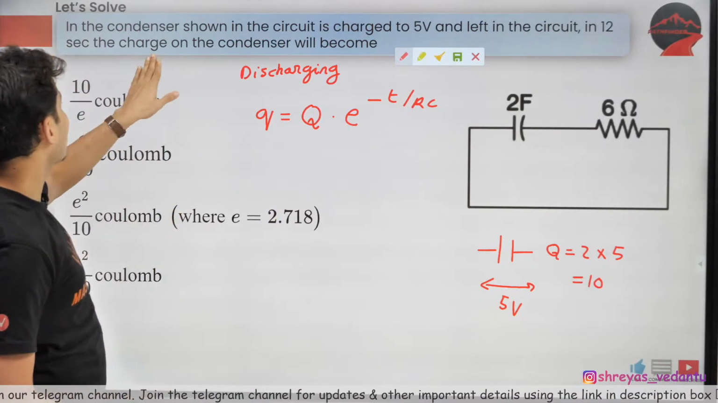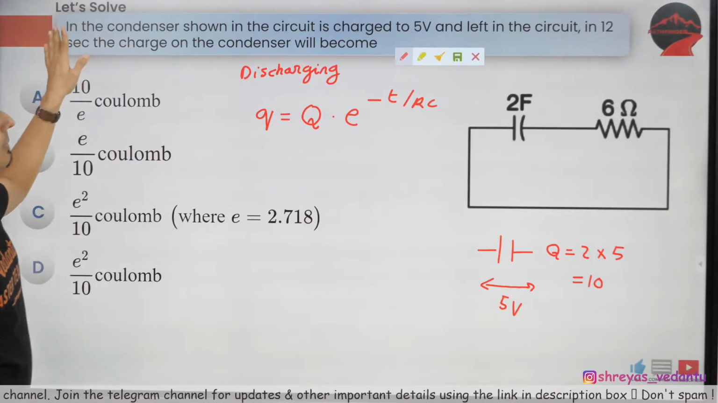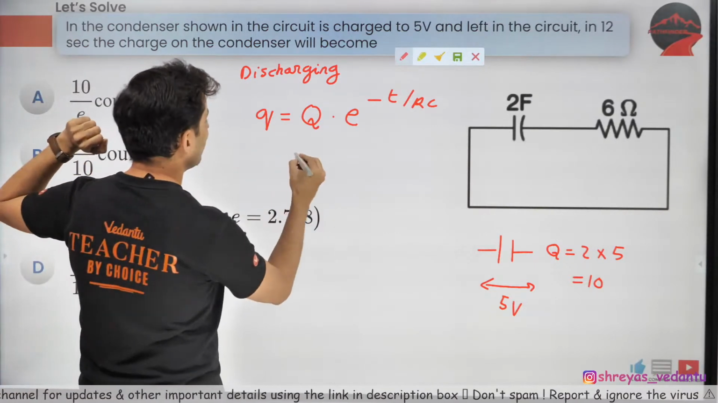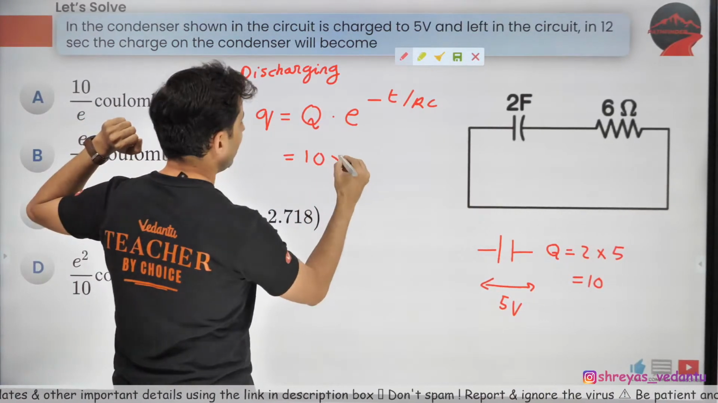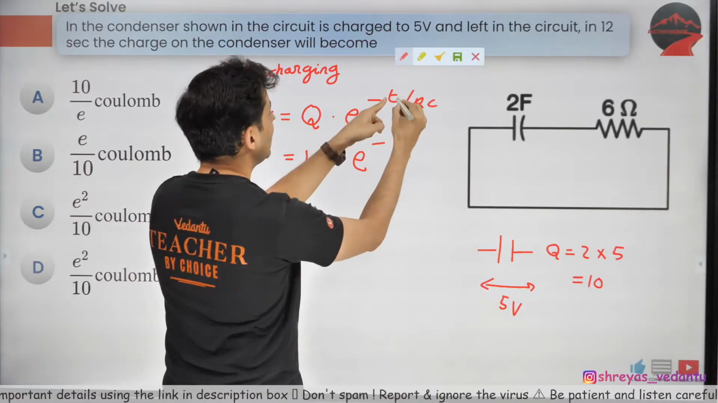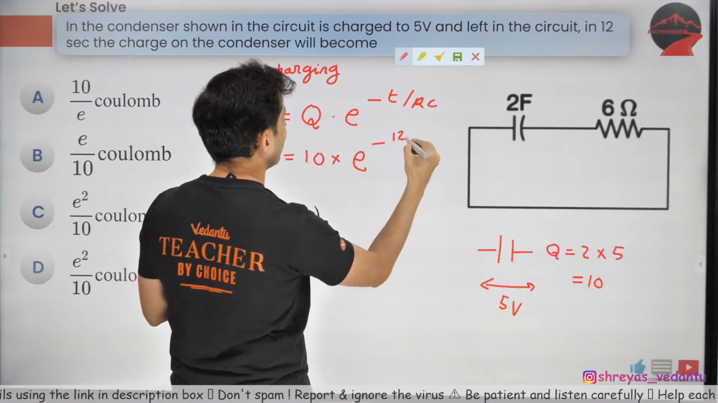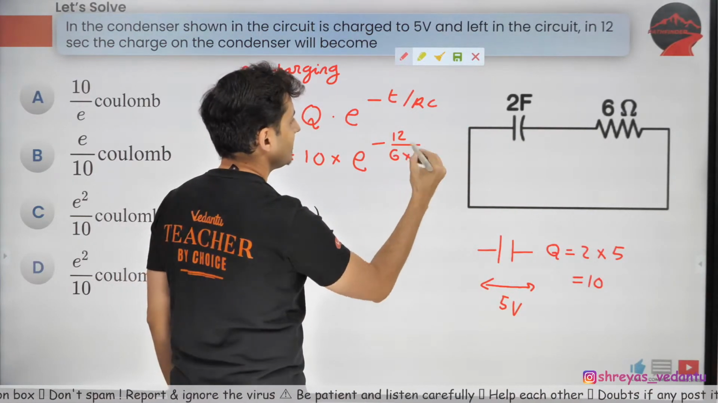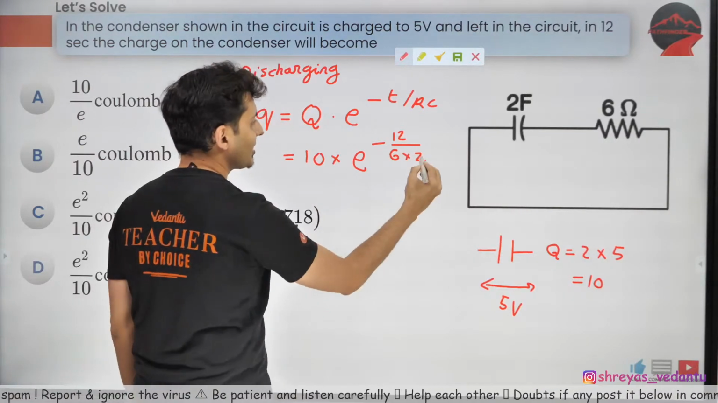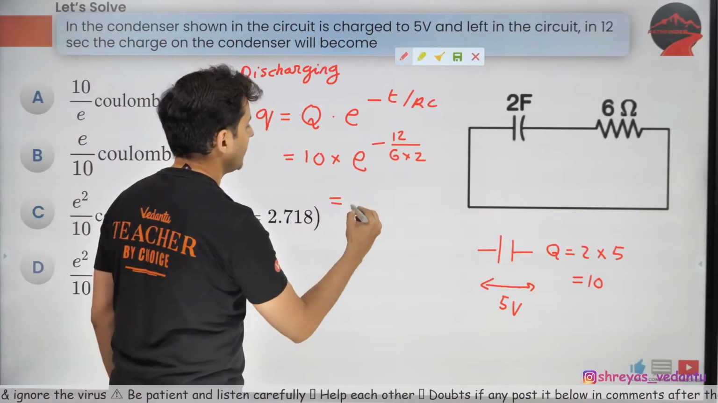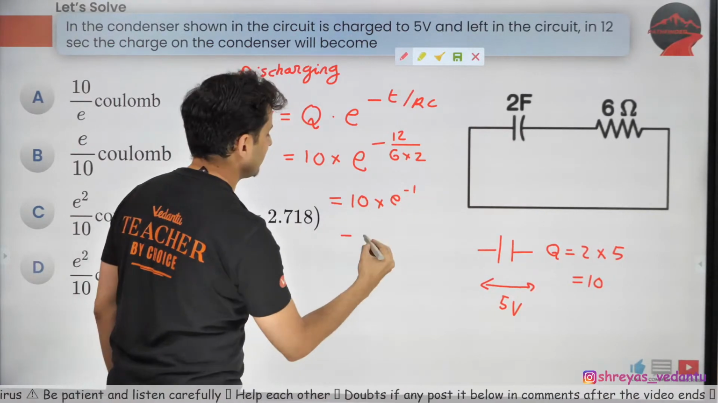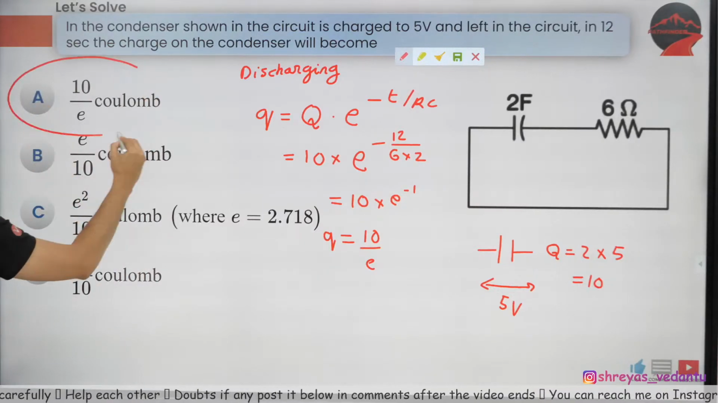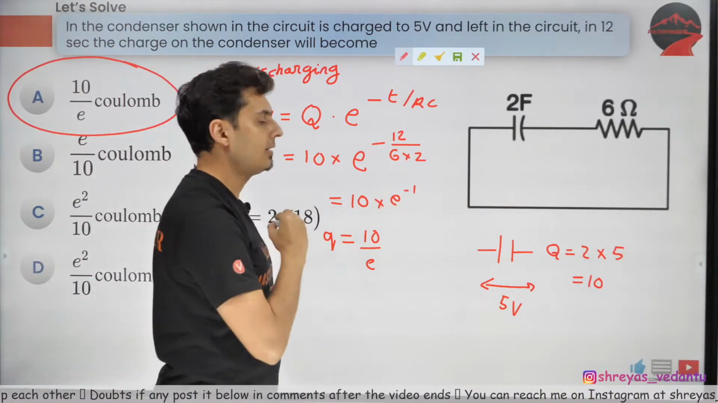Now, in 12 seconds, the charge on the capacitor will be how much? Let's try to do this question. So in 12 seconds, this will be 10 into e to the power, time is 12 seconds divided by RC. R is 6, C is 2. 6 times 2 is 12, so it cancels. So this will become 10 into e raised to minus 1. So this will become 10 by e. So that's the charge, 10 by e. Do I have 10 by e somewhere? Yes, it is.